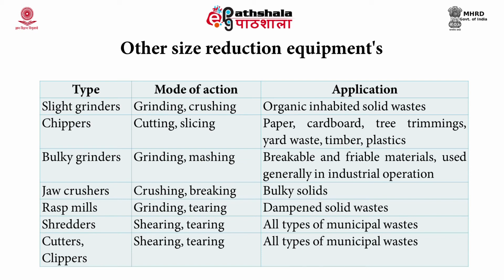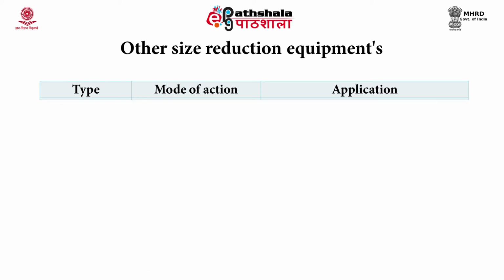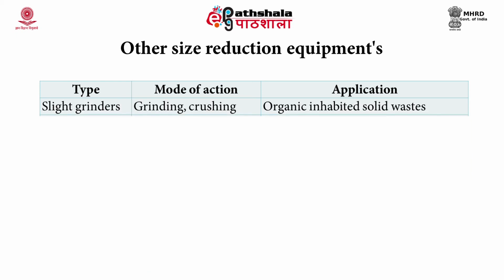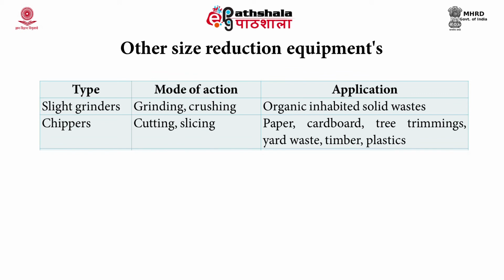Other size reduction equipments are summarized in this table. Briefly, it includes slide grinders, chippers, bulky grinders, jaw crushers, rasp mills, shredders, cutters, clippers, hammer mills and hydropulpers. Each one has its own mode of action and application. For example, if you talk about slide grinders, the mode of action is grinding and crushing, and it is used for organic solid waste. The chipper, the mode of action for chipper is cutting, slicing, and it is generally used for the reduction of paper, cardboard, tree trimmings, yard waste, timber and plastic.